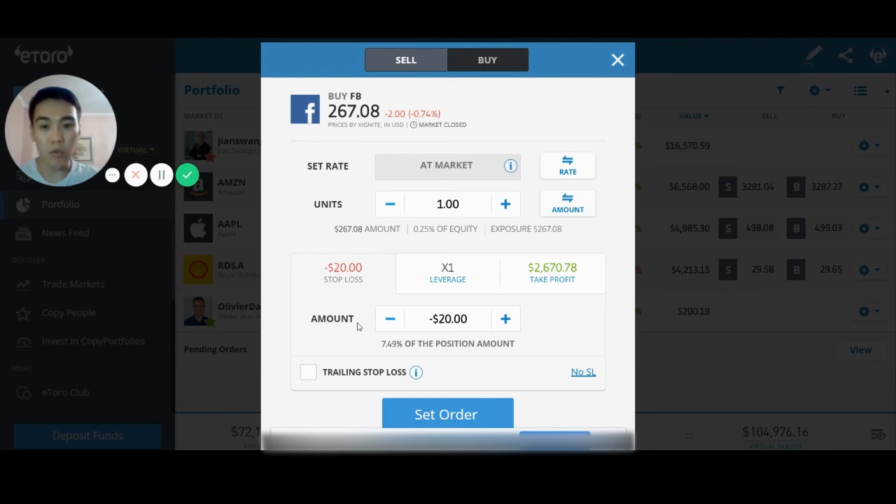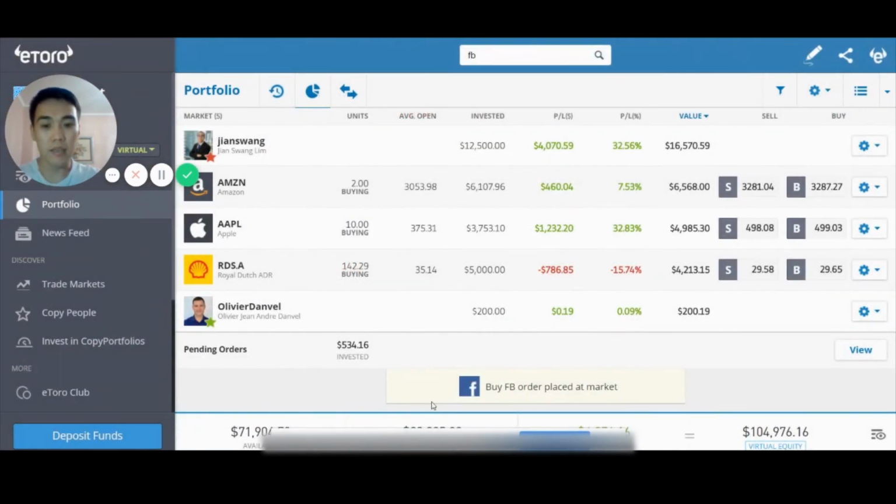And here we can also set a trailing stop loss. It means that if the stock price goes up, for example up to $300, and then it comes down $20 to $280, it will place a stop loss order. Now we click set order, and it sets our Facebook order, and it will be placed when the markets open.